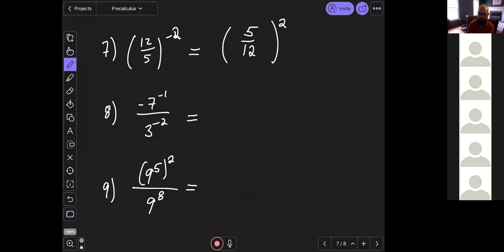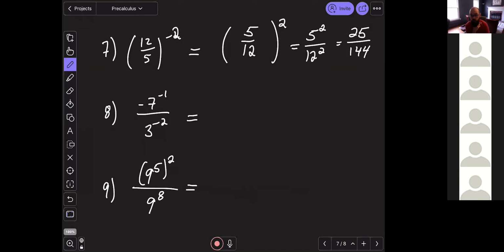Okay. And so then what we have here is we're going to square each of these, right? So this is 5 squared over 12 squared. And if we want to break that down further, we can make this 25 over 144. Right, so in this one, there's some fraction work going on, and there's some exponent work that we're doing.